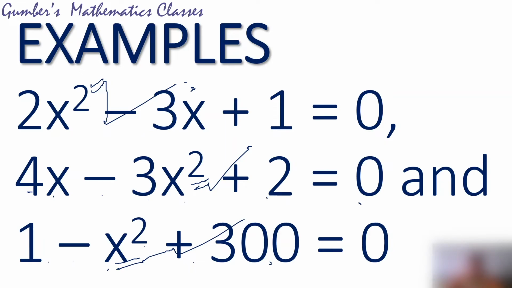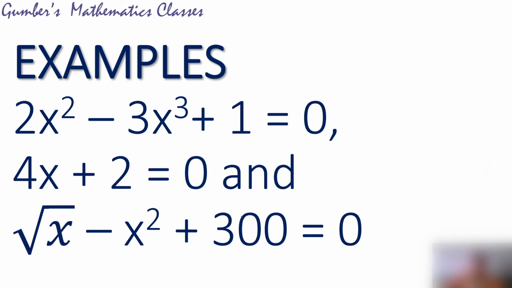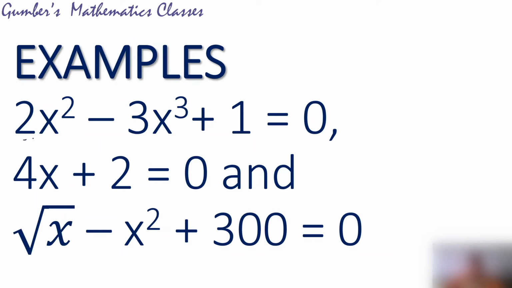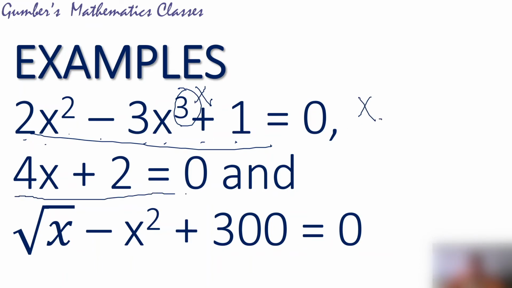Let's have some examples which are not quadratic polynomials. Here are a few examples which are not quadratic polynomials. 2x square minus 3x cube plus 1. Here the highest power of the variable is 3. Therefore, it is not a quadratic polynomial. In this particular case, this is a cubic polynomial but not a quadratic polynomial. Now here 4x plus 2. Here the highest power is 1. Therefore, this is also not a quadratic polynomial, this is a linear polynomial.